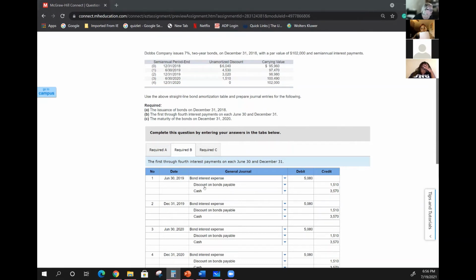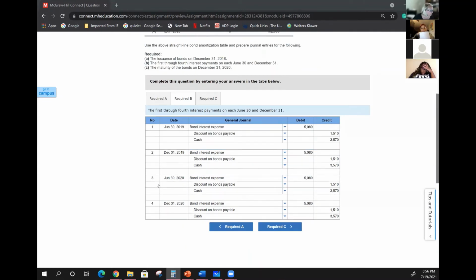So that's how we set it up for the payment. Okay. Then on December 31, we're making another payment. So it's the same exact entry. 3rd payment on June 30th, 2020, same exact entry. 4th payment, same exact entry, because all we're doing is straight line. It's divided evenly amongst the payments. So that's why they're all the same.